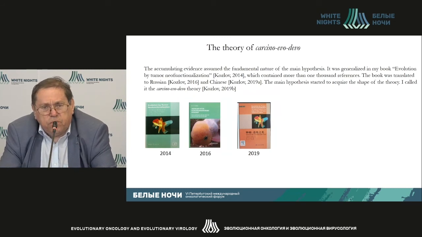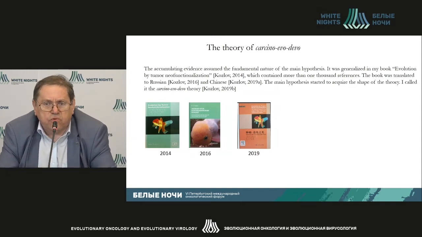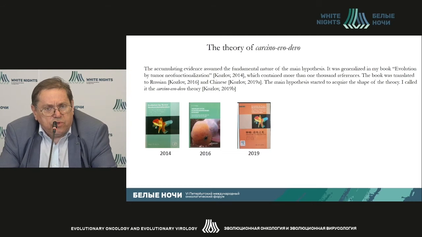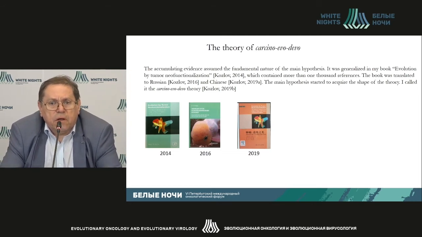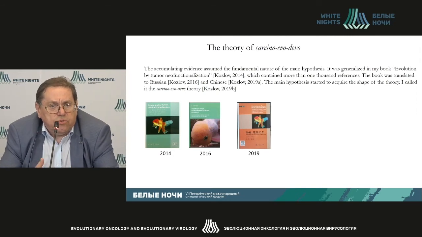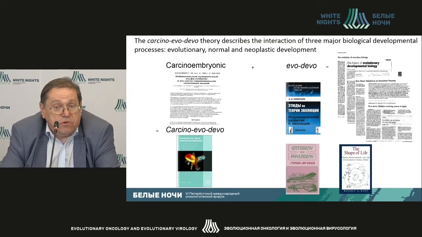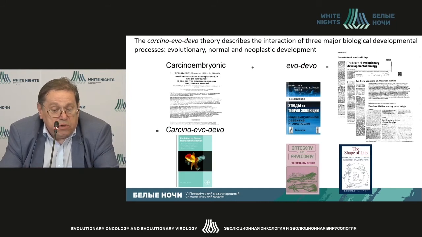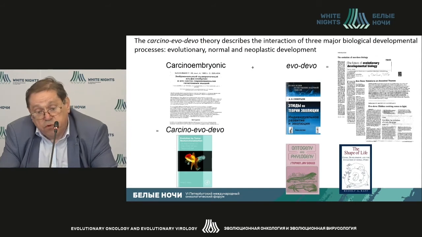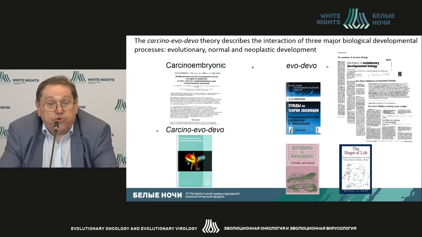It's quite large information, and the hypothesis became a theory. It was shown in the book, which is published in three languages, and the process still continues. I called this theory the theory of carcino-evo-devo. What is carcino-evo-devo? What does it mean? It's the theory that combines three types of biological development: evolutionary, normal embryonal, and neoplastic development. Our theory combines all three types of development in one theory.